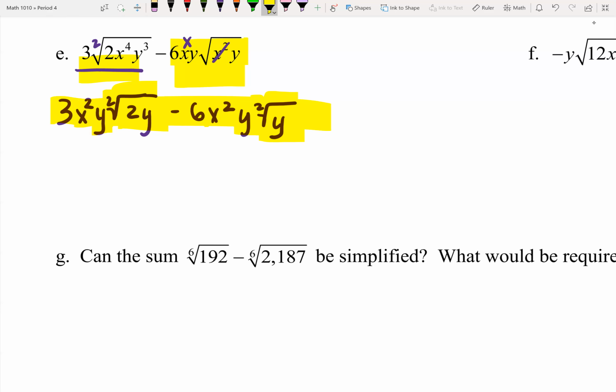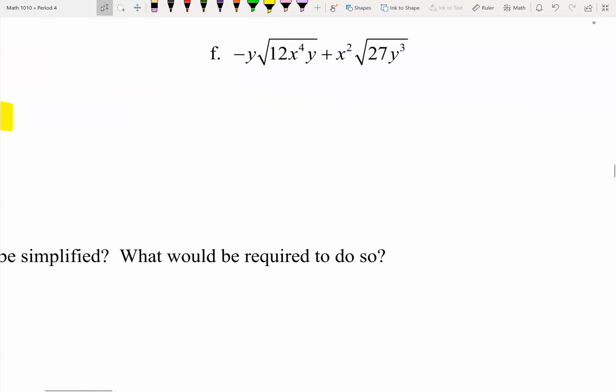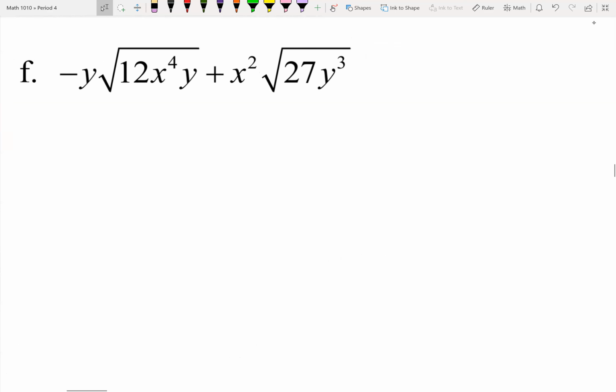So you cannot add those together, and that's your answer. Okay? Who says got that? Okay, let's do the next one. You do the next one all by yourself. Okay? I'm going to give you about a minute.